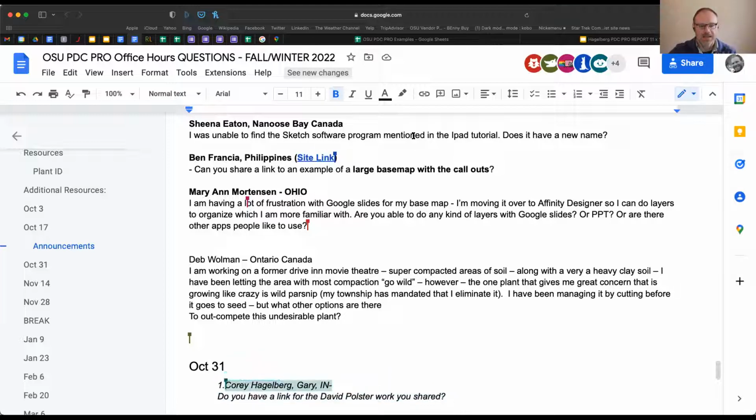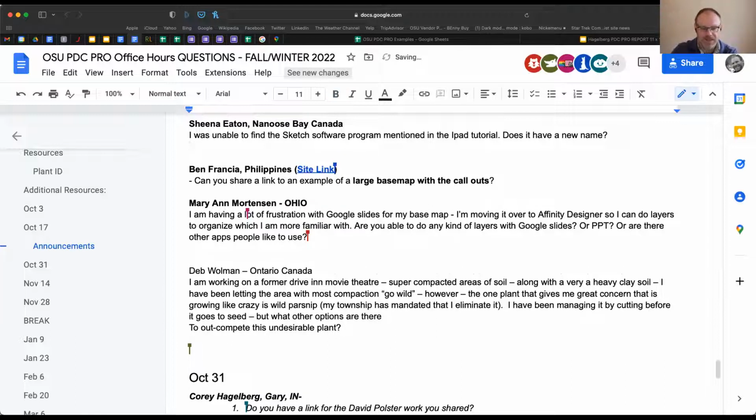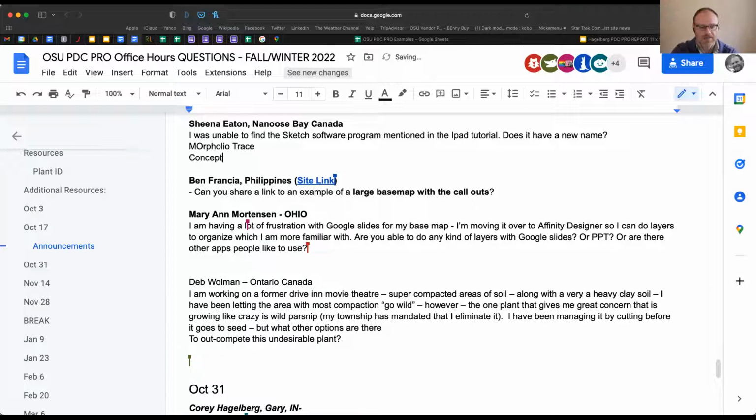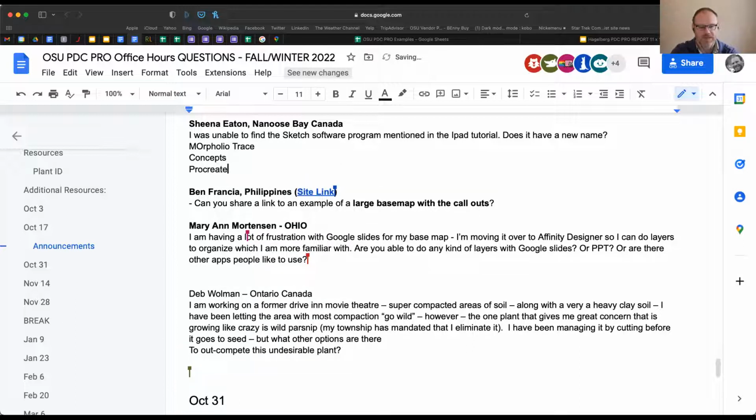Sheena Eden asks: I was able to find the sketch software program mentioned in the iPad tutorial. Does it have a new name? Yeah, it's called Morpholio Trace, which is the one I use. I like it. It's very good. I also use Procreate and I also use Concepts. So we have Morpholio Trace, Concepts, and Procreate. Again, these are all for iPad. If you're on Android, I don't have any suggestions because I don't use it.